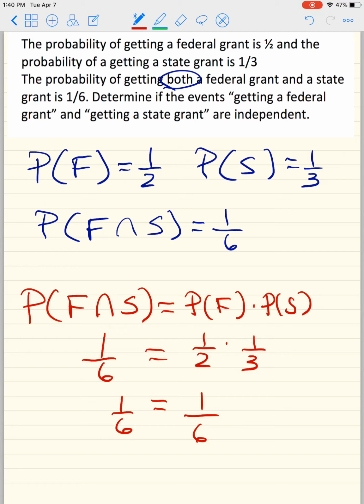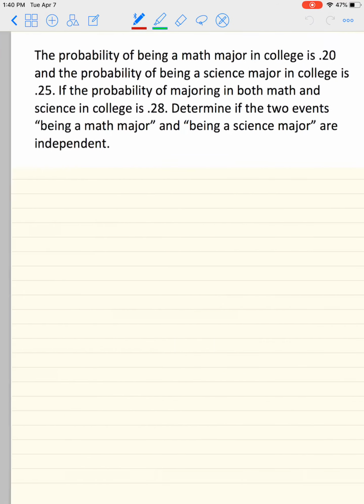So you should state why they are. So you should say, since the probability of F and S is equal to the probability of F times the probability of S, the two events are independent. You should write that down to receive full credit. Let's look at another example.